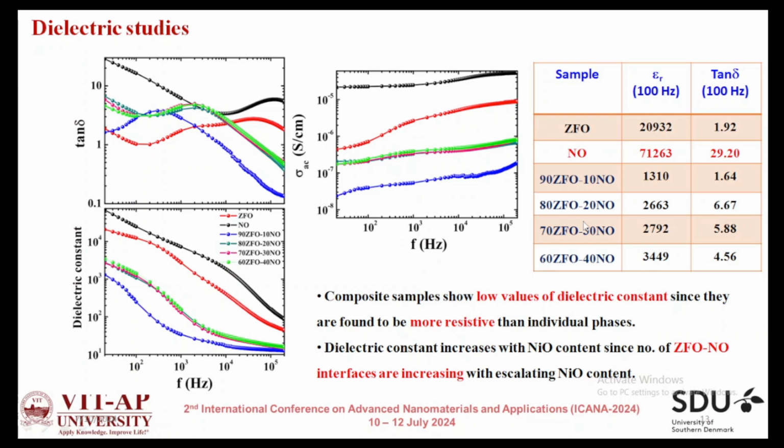So one more point I want to make here, that as soon as we increase the NiO content, the dielectric constant is also increasing. If we compare the 4 composite samples, earlier it was 1310 for the 90:10 sample, but as soon as the NiO content increases, this dielectric constant gets increased. This is because as we increase the NiO grains, the number of interfaces in this composite is increasing. Okay, and because of those interfaces, the values of interfacial polarization are enhanced. So that's why increasing NiO content increases the dielectric constant values.